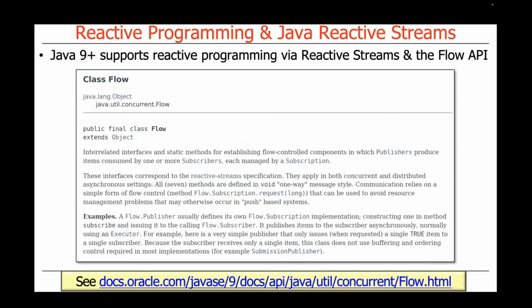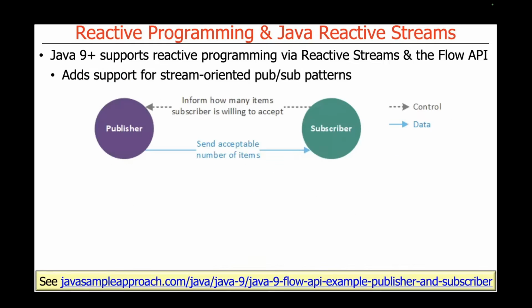So let's first start by talking about what Java supports in terms of reactive streams. Starting with Java 9, it began to support the reactive streams model with something called the Flow API. And you can learn more about the Flow API at the link at the bottom of the slide here. It also provides support for stream-oriented publish subscriber patterns. So you'll see here that this allows the subscribers to inform the publishers how much data they can accept, and then the publishers can send that amount of data to the subscribers.